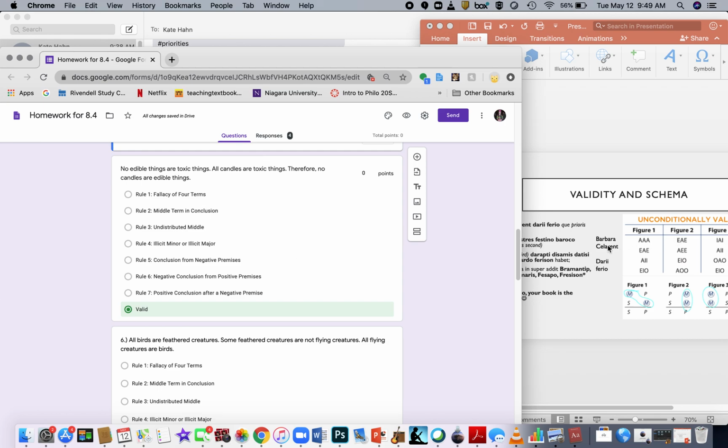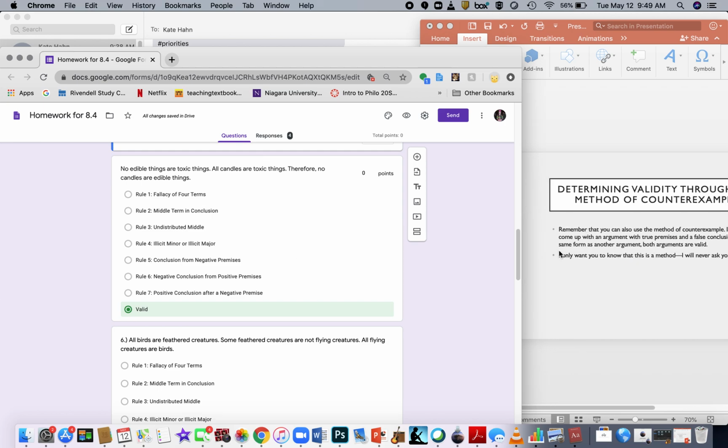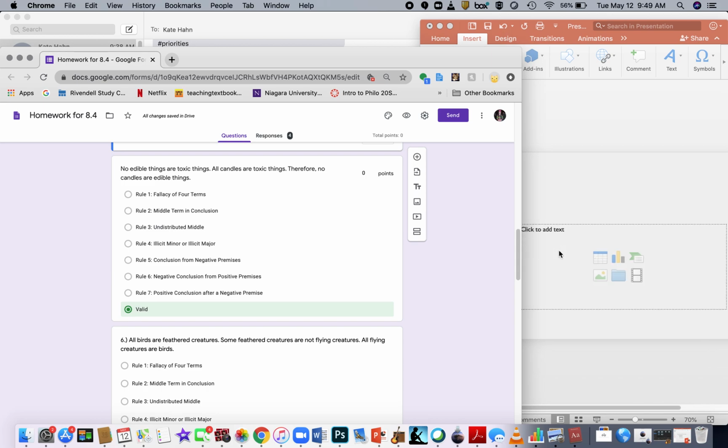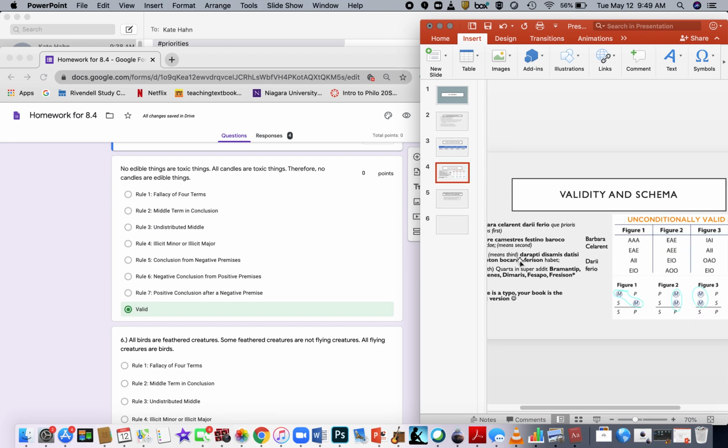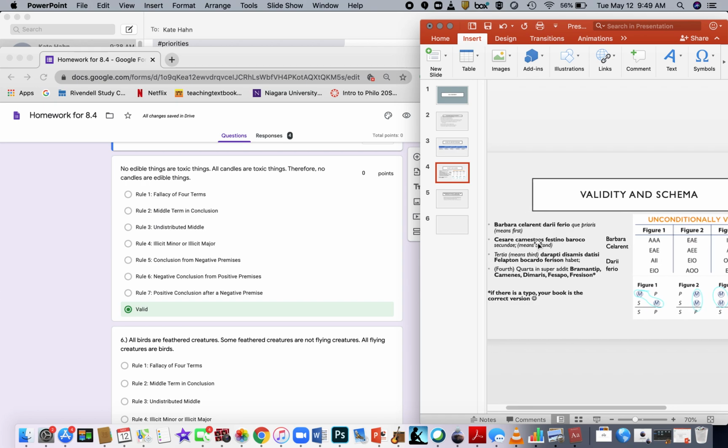And because it's an EAE, sorry, I'm having trouble getting my chart up here. Let's... EAE, Caesarea. And it's in the second.